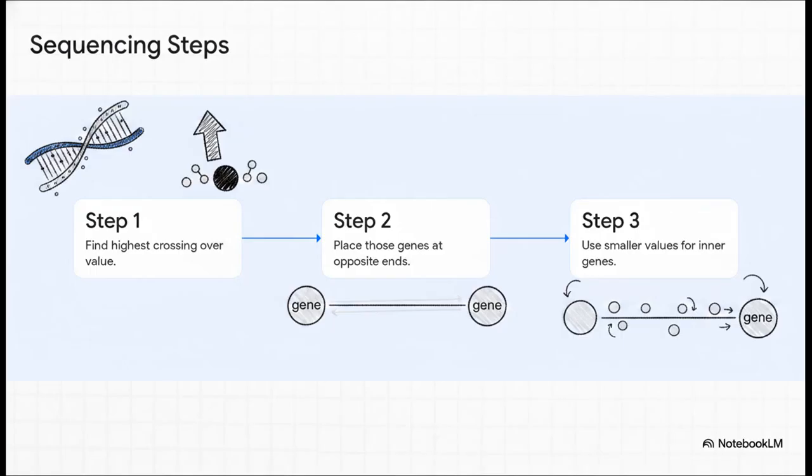To actually solve these sequence puzzles, we use a foolproof, highly logical strategy. Step 1. Find the highest crossing over value in your data. This represents the farthest genes. Step 2, place those genes at opposite ends of your map to establish your outer boundaries. And step 3, use the smaller crossover values to place the remaining genes right in between them.